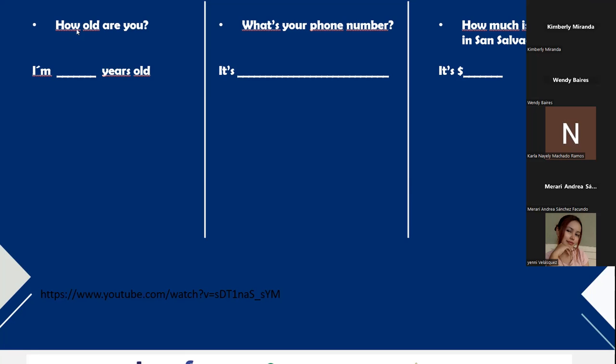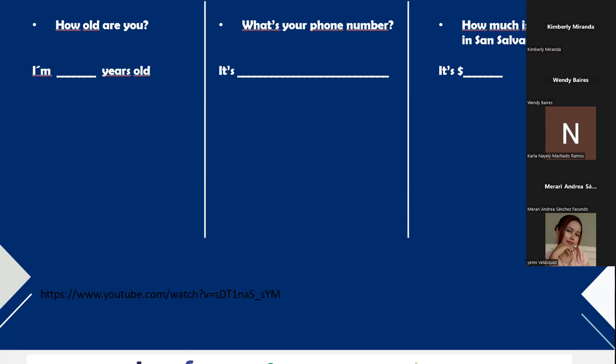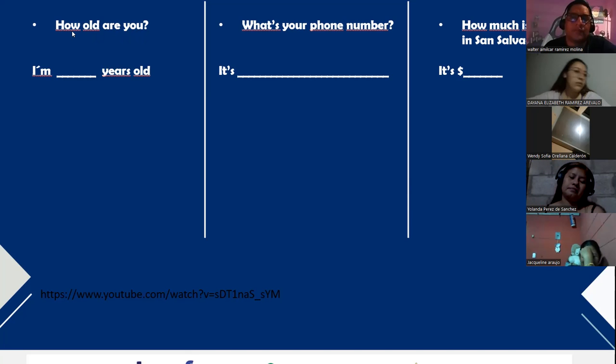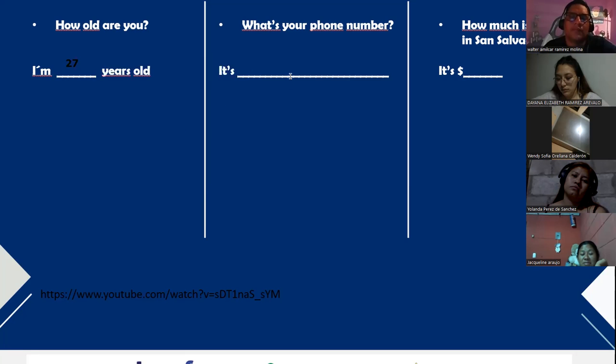Merari, please read the question. Miss Merari? Miss Kimberly? How old are you? All right. Very good. So, remember, we use cardinal numbers to say the age, okay? The age. I'm 27, said Maria Fernanda, if I'm not wrong, 8 years old, etc.